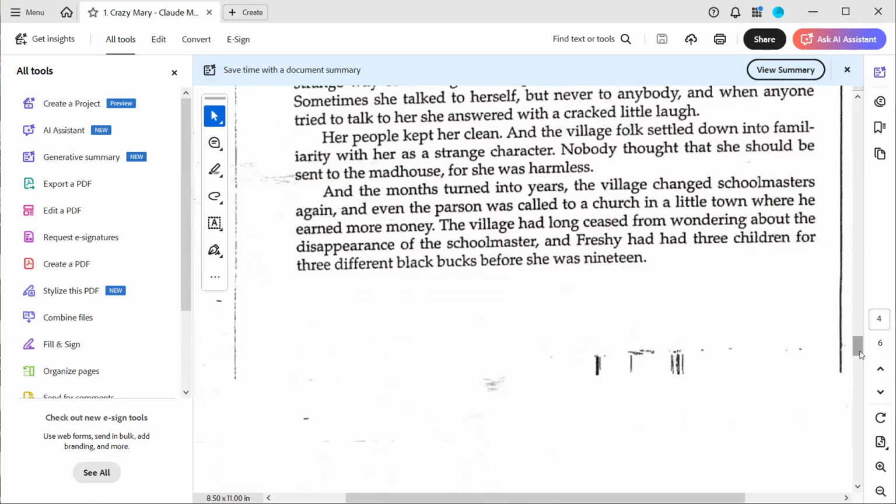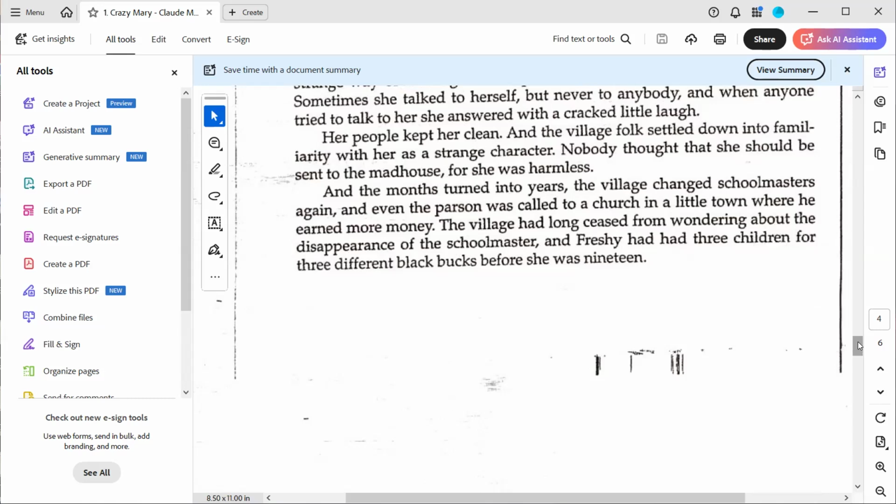So Miss Mary clearly went off the rocks. Her people kept her clean, and the village folk settled down into familiarity with her as a strange character. Nobody thought she should be sent to the madhouse, for she was harmless. As the months turned into years, the village changed schoolmasters again, and even the parson was called to a church in a little town where he earned more money. The village had long ceased from wondering about the disappearance of the schoolmaster, and Freshie had 3 children.